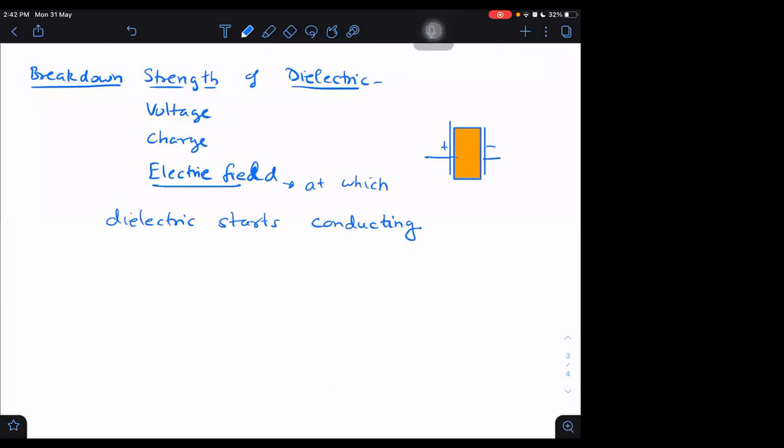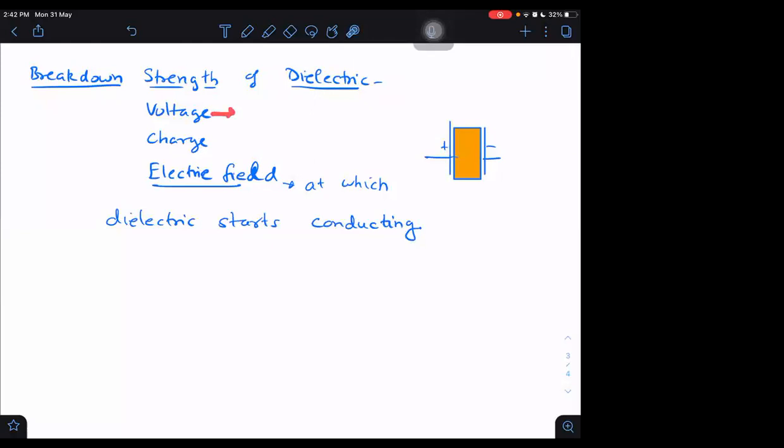Normally if I have to make air conduct, then the field is very high. It is of the order of 10 raised to power 6 volt per meter, or maybe 7 volt per meter, if I remember right. It is a very high field for the conduction of air. But for other dielectrics, it may not be that high a field. For small fields also, they may start conducting.